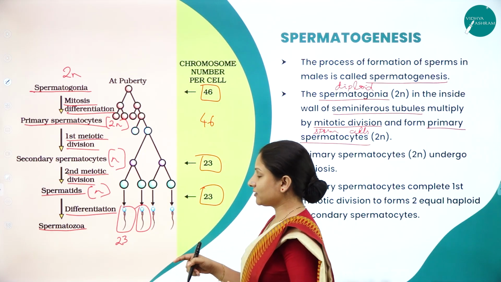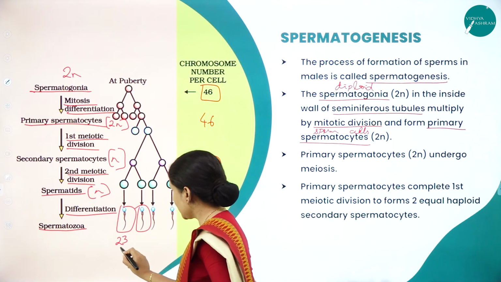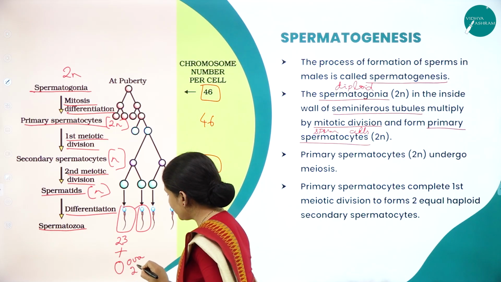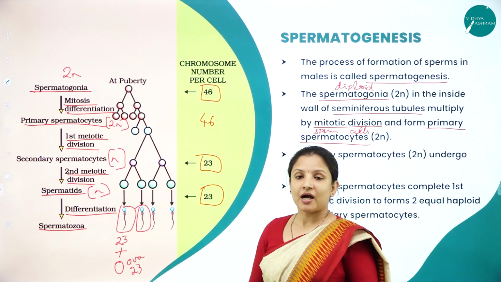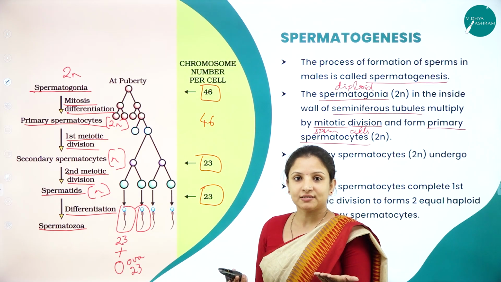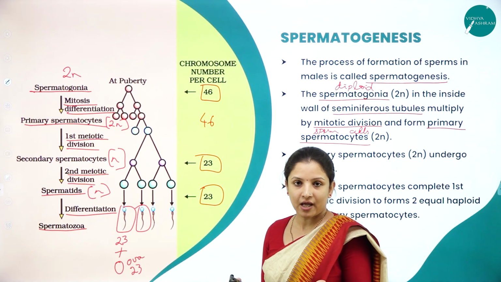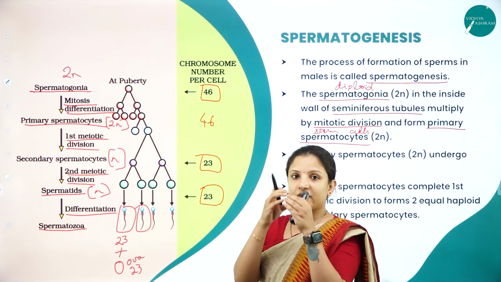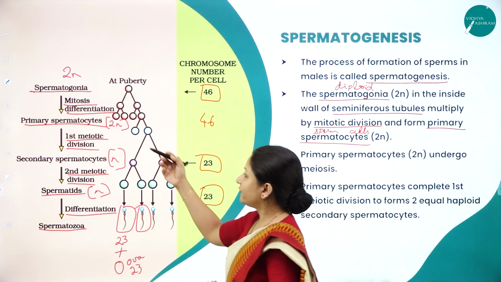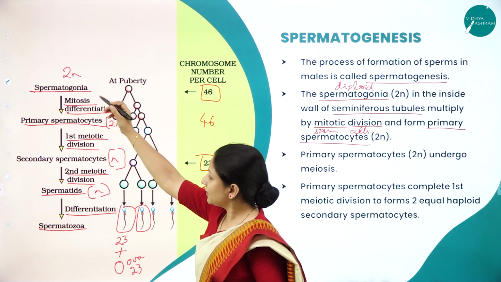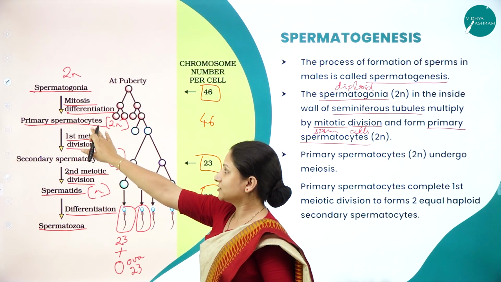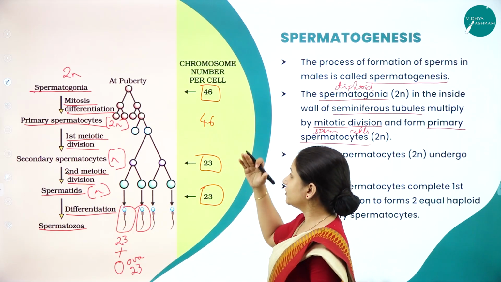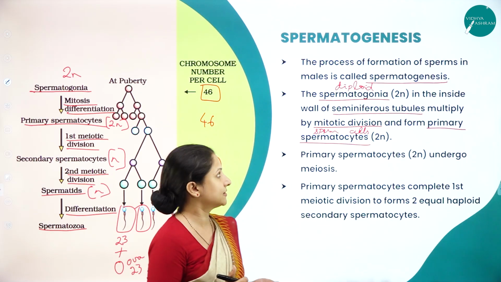Why is it 23? Because this will fuse with the ova, or the egg. In the egg also it will be 23. Then only it will become 46. Otherwise, 46 plus 46 would be more in number, right? That shouldn't happen. So the sperm has 23, the egg also has 23, and when they fuse, they become 46. That is why, though they first undergo mitotic division, the primary spermatocytes that are formed later undergo meiotic division to reduce the chromosome number to half. So this is the process of spermatogenesis.